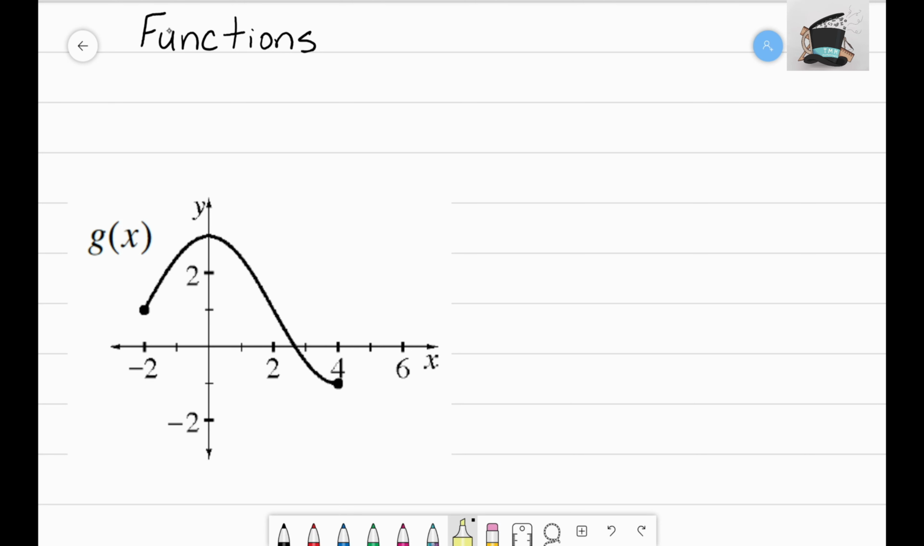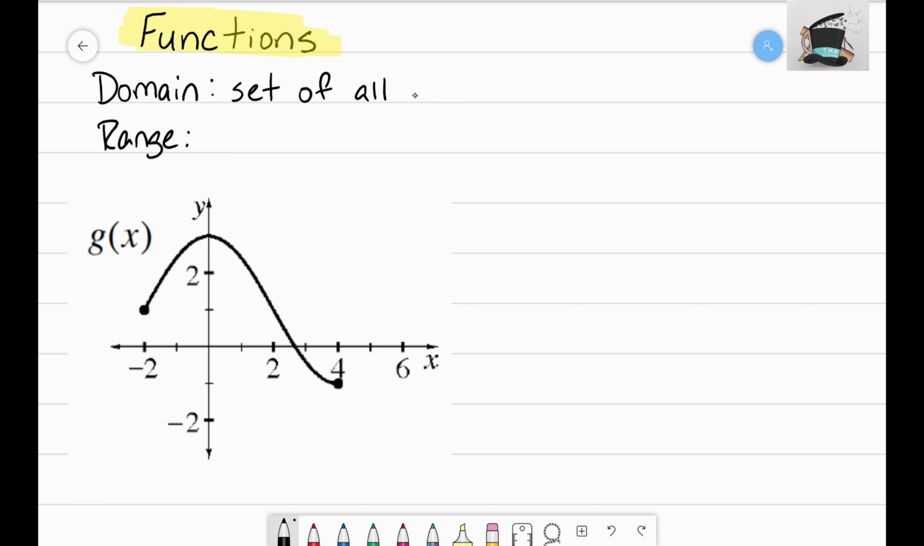And on this video, we're going to talk about our final topic for functions. And that final topic is something that we call domain and range. And so before we can even talk about what domain and range are, we need to define what they are. So domain is the set of all possible inputs for a function.